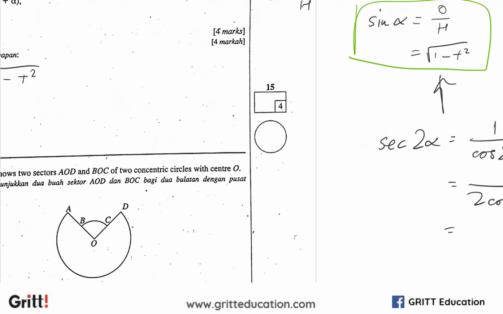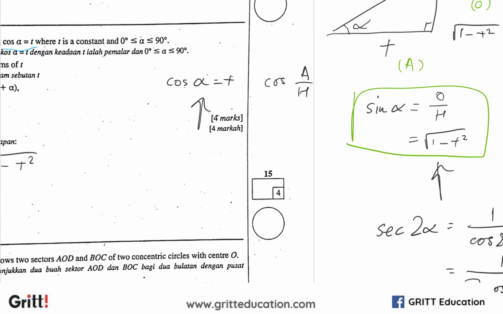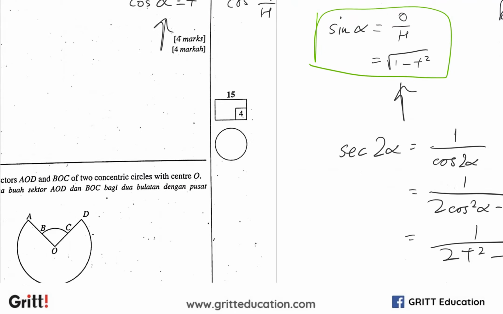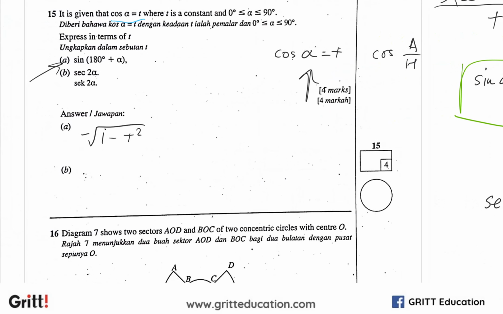And cos alpha, we found out just now, is equal to t. So from here, 1 over 2 cos squared alpha minus 1 means 1 over 2t squared minus 1. So from here, we get our answer, and it will be 1 over 2t squared minus 1.